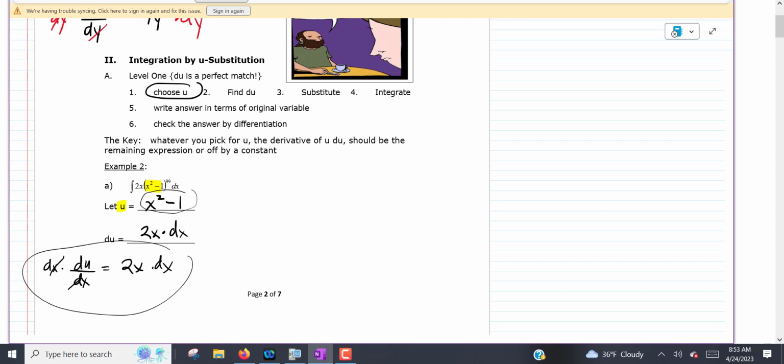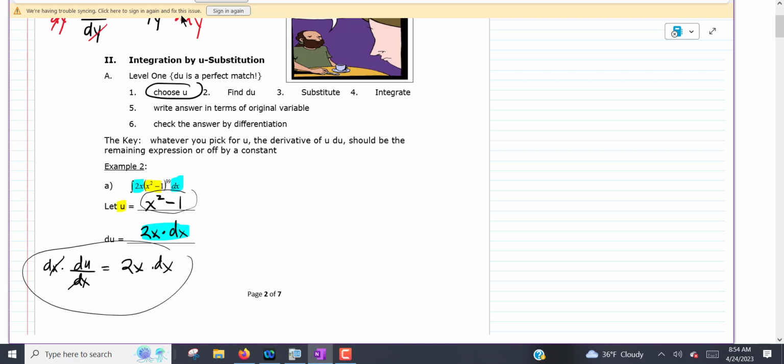Okay, now this is why I did what I did. If I look at 2x dx, I want you to notice that 2x dx shows up in the integral. That's why I did that. You want du to be what's left over in your integral. So that's why I did what I did.